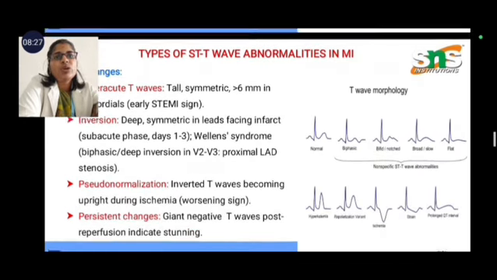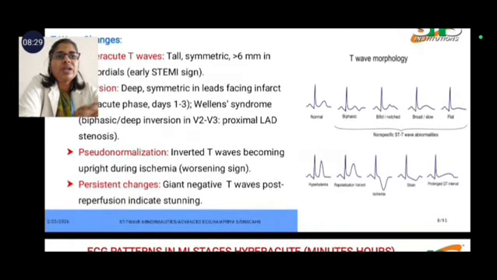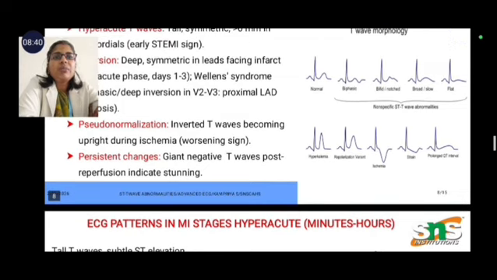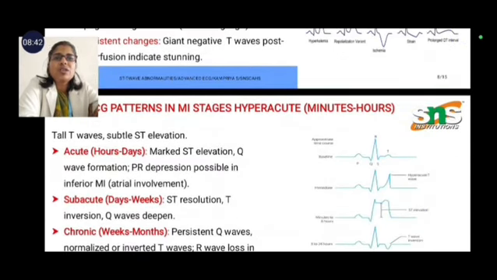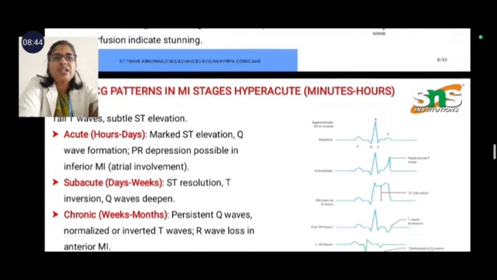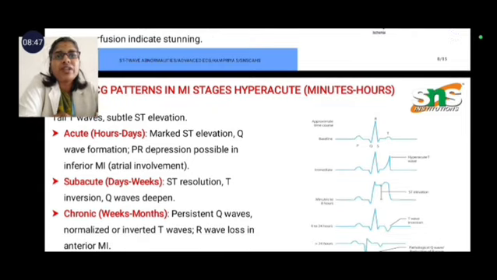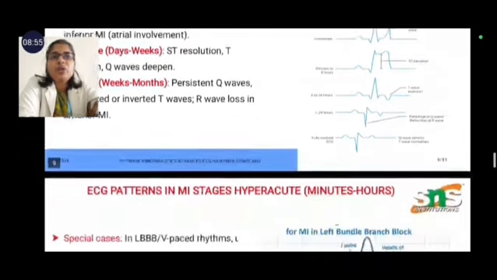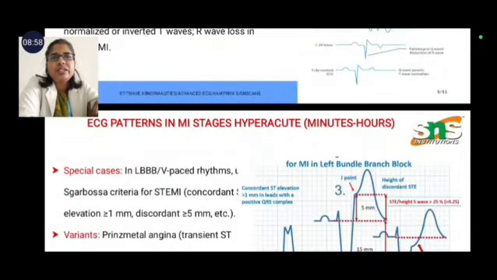T wave morphology, which is normal or hyperacute, biphasic or notched. Here the patient does not have any notching at all, only a tall T wave is noted. An inverted T wave becoming upright during ischemia is also called pseudo normalization, but here the patient is suffering from acute MI, marked ST elevation and Q wave formation, PR depression. So it is only present in lead 2, lead 3, and aVF.